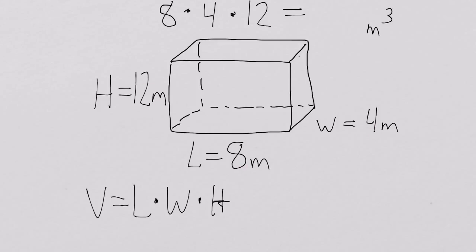So hopefully you've remembered our unit, cubic meters, or meters cubed, and now the part you've been waiting for to see if you've calculated this all correctly. The volume of this rectangular prism is 384 cubic meters. So there we have it. That is how we find volume.